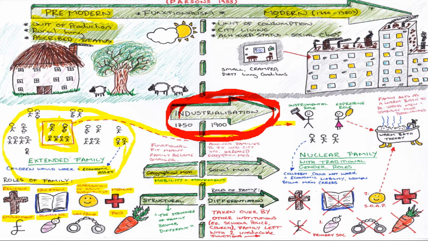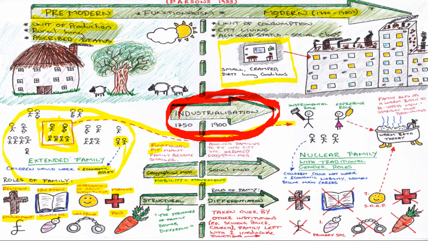Now, this also fits in with Parsons' concept of functional fit, just here. So the family became smaller so it could fit into industrialized society, because you were coming from large families living in large rural areas, in large countryside houses, to, as you can see up here, small urbanized living. So maybe one family cramped into a small room. You were not going to get an entire extended family into one small space. So the family became smaller, and that created the mobility to move in the city.